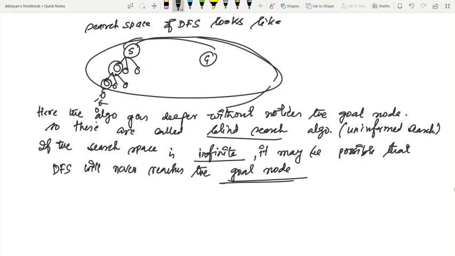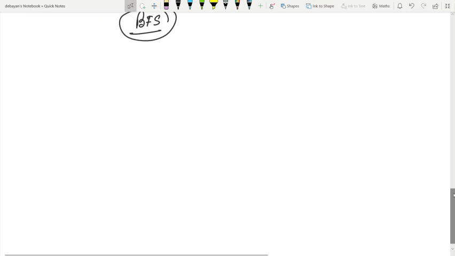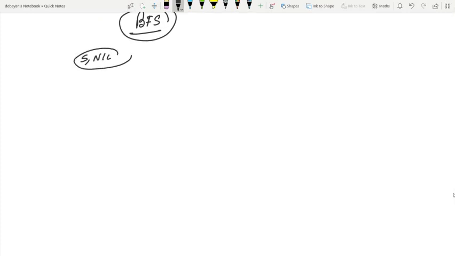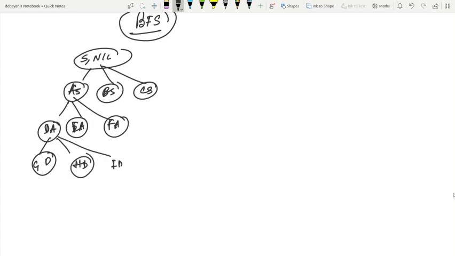Now how will BFS occur? If we see the same graph, say S at the top, and there are three nodes from S: A, B and C. From A there are D, E and F, and there are G, S and I below D. In that algorithm we always find the oldest node.